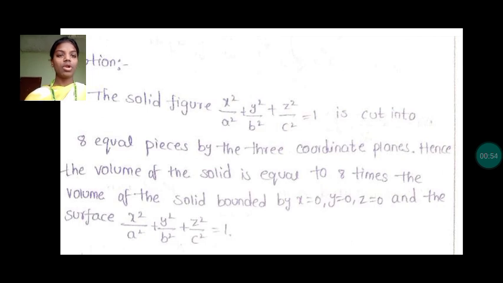Solution. The solid figure x²/a² + y²/b² + z²/c² = 1 is cut into 8 equal pieces by the 3 coordinate planes. Hence, the volume of the solid is 8 times the volume of the solid bounded by x = 0, y = 0, z = 0 and the surface x²/a² + y²/b² + z²/c² = 1.